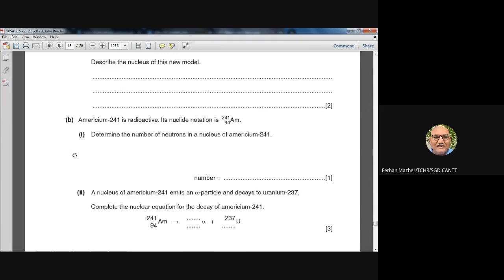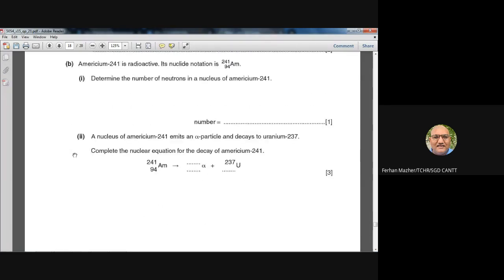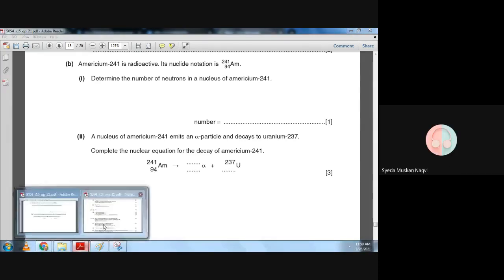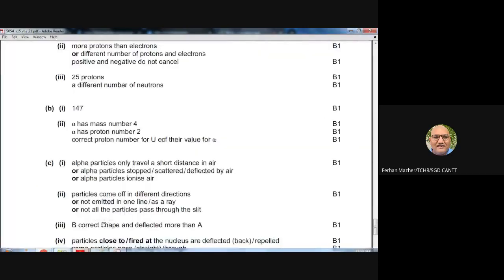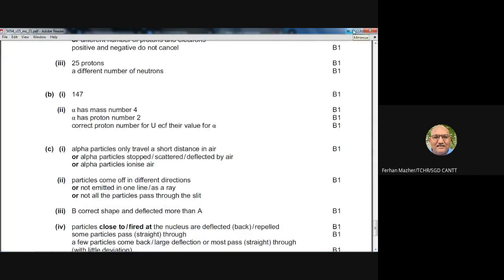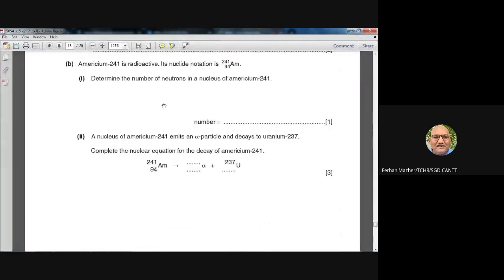He says the B part: americium-241 is radioactive. Its nuclide notation is americium 94, 241. Determine the number of neutrons in the nucleus of americium-241. The number of neutrons can be found by 241 minus 94. Get the answer. 147. So there will be 147 protons. Oh, sorry, neutrons.